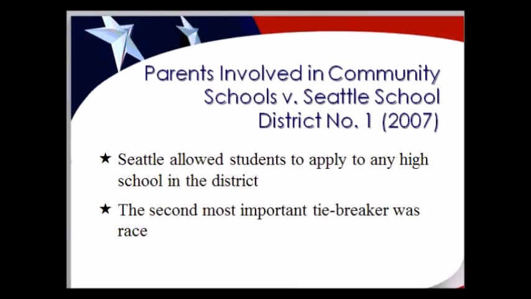Parents Involved in Community Schools versus Seattle School District Number 1, 2007. Seattle allowed students to apply to any high school in the district. In Seattle, there are over 12 high schools alone. The second most important tiebreaker on the application was race, the first being your location relative to the school.